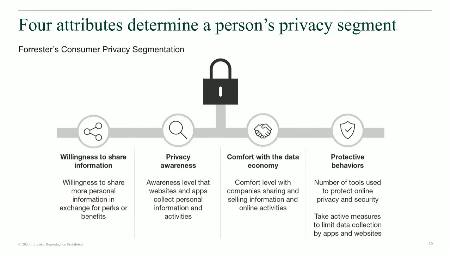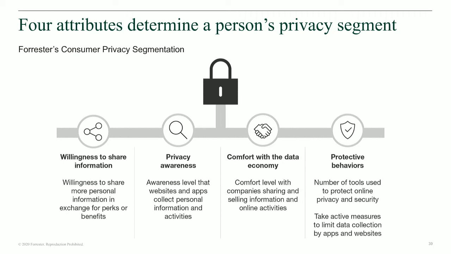And so at Forrester, we've also done a good amount of research on what we call our privacy segmentation, where four attributes really determine a person's privacy segment. This includes things like their willingness to share information, how aware they are when it comes to privacy and what different websites and apps are doing when it comes to collecting personal information. How comfortable is this person with this data economy and recognizing that companies are sharing and selling information about them and their online activities? And then also what protective behaviors this person might engage in, whether it's using tools that protect their privacy and their security or taking other measures to limit data collection.